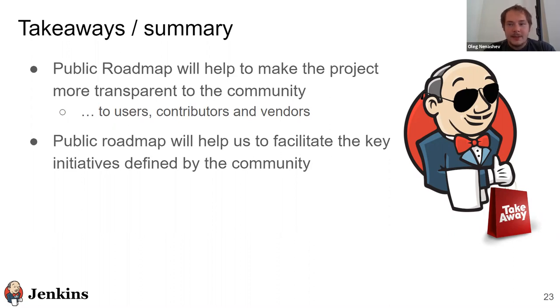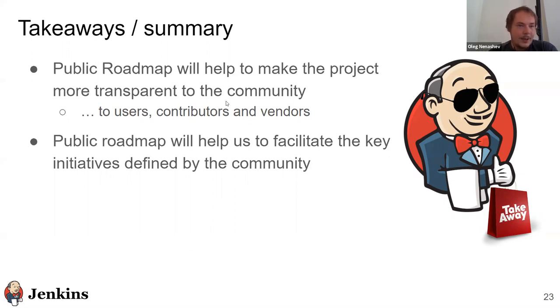And at the same time, from the community standpoint, the public roadmap can help us to facilitate changes in the project. Because when we publish these roadmap items, we have a good chance of getting contributors interested in this project, or we could find early adopters who would provide feedback to committers, et cetera. So the public roadmap not only helps our users, but it also helps us to keep the evolution of the project.